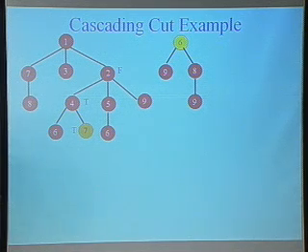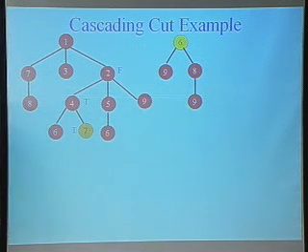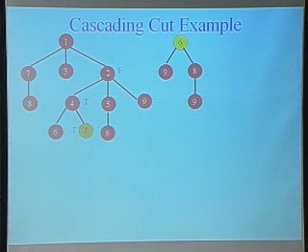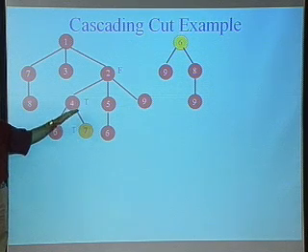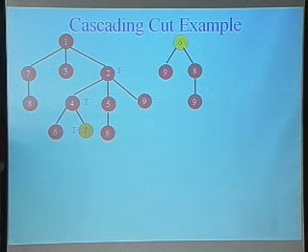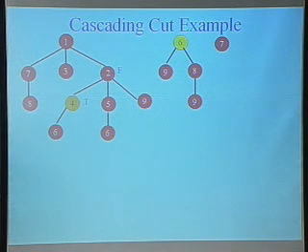When I cut it out, I examine its old parent. Its old parent had a child cut field of true, which meant it had lost a child previously. So now it is losing a second child, and that's not permitted. Or rather, when that happens, you cut the parent off from its parent. So the 7 is going to get cut off here. We cut the 7 out, and it moves up to become a top level tree.